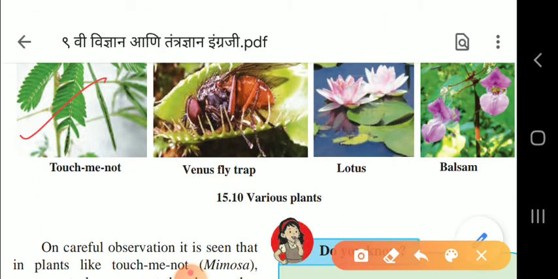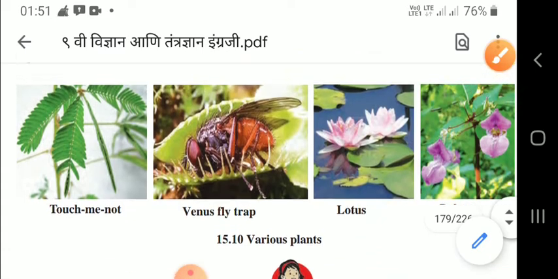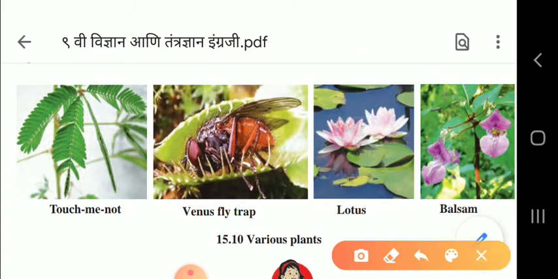You can see here, these leaves are open, and on this side these leaves are closed. Here I'll show you properly. See, on this side the leaves are closed. So when we touch any part of the leaf, the other parts also close.